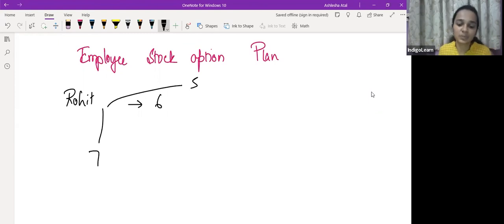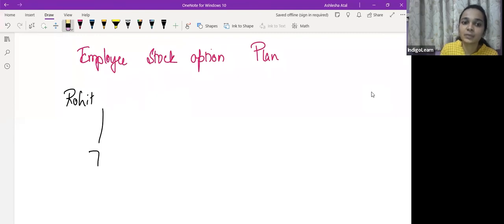So in such a situation the company would want to hold on to its employees for a longer time span, so that even after the training the employee sticks with the company and stays with the company for a longer time span. So in that situation the company issues employee stock options, issues stock options to its employees.